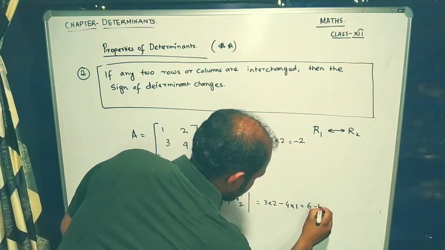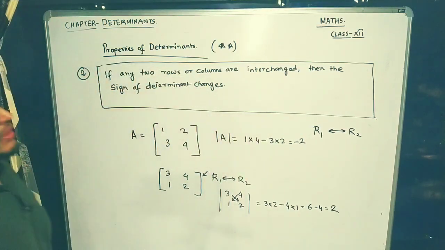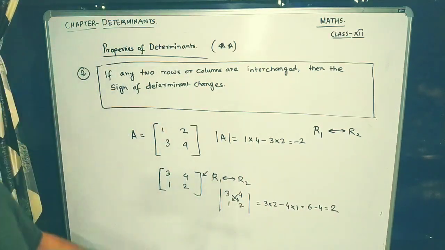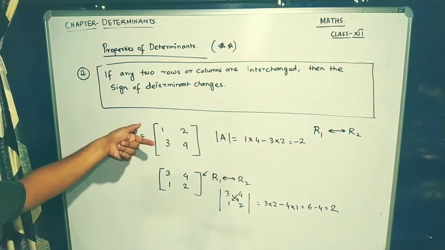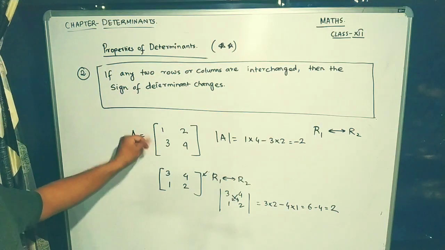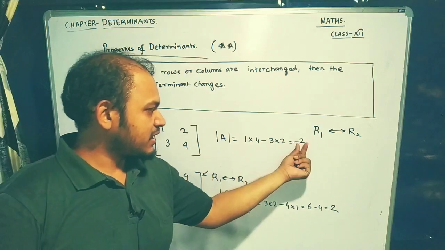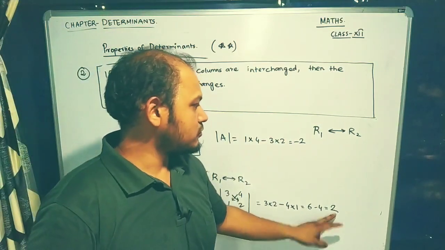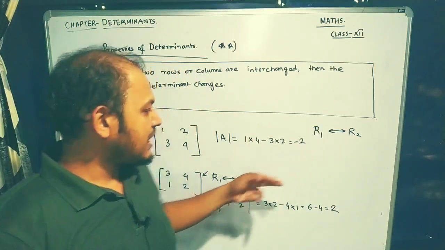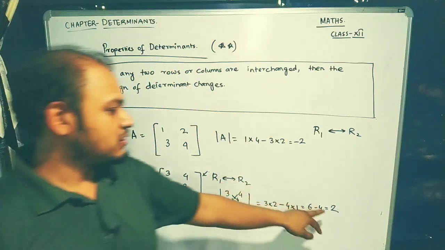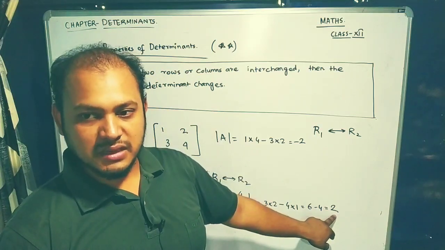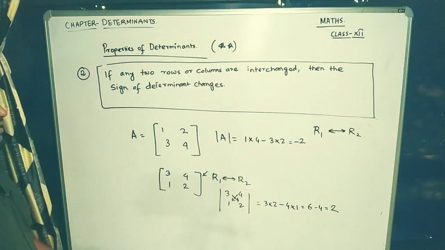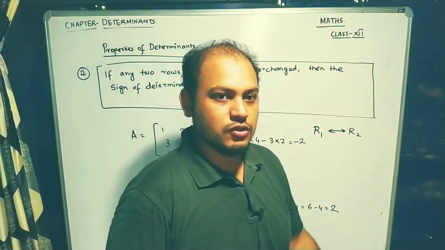And this is equal to 6 minus 4, this is equal to 2. So can you see that this was minus 2 and this is plus 2. So obviously, by interchanging a row or a column, if this is minus 2, then after interchanging we get this matrix, and this determinant will be equal to plus 2. That means whatever sign is in this determinant, after interchanging the row or column, you will get the same determinant but with a different sign. So the sign changes after you perform row or column interchange operations.